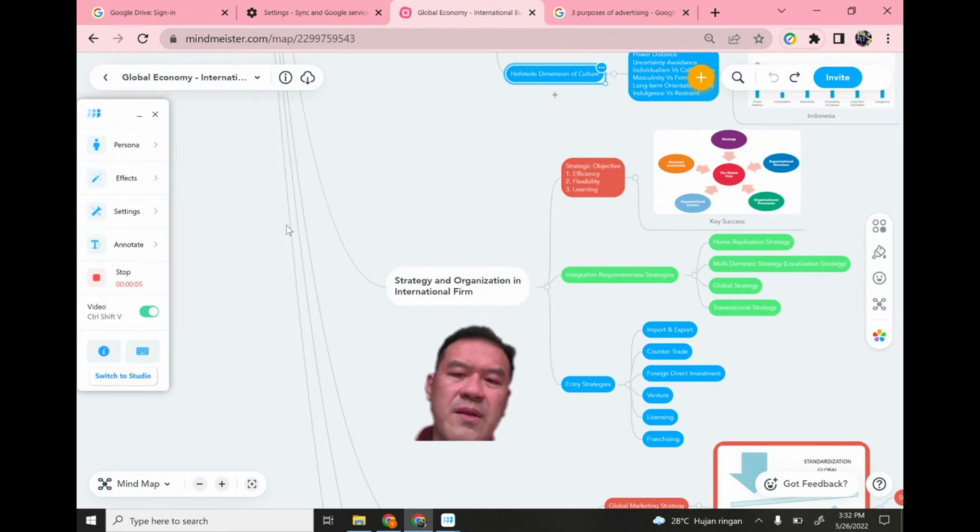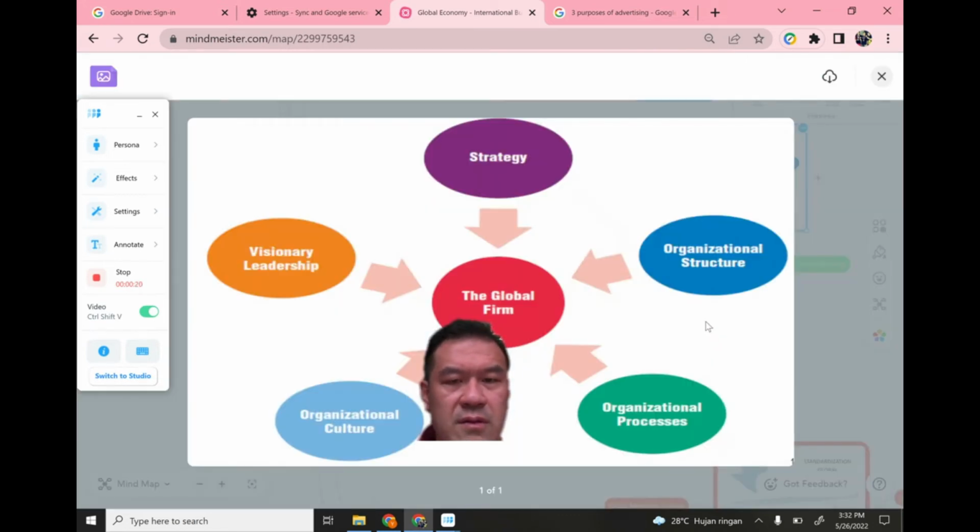In doing business internationally, an international firm needs to have strategy and organization. The strategic objective must go into efficiency, flexibility, and learning. A global firm needs to have strategy, organization structure, the right organization processes, organization culture, and visionary leadership. Visionary leadership is very important in an international firm. The leader needs to have an international mindset and cosmopolitan values, and the willingness to commit resources. The leader also needs strategic vision and willingness to invest in human assets, especially in the country the person is in.